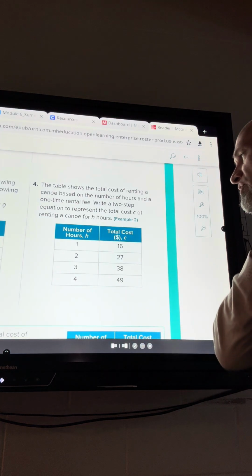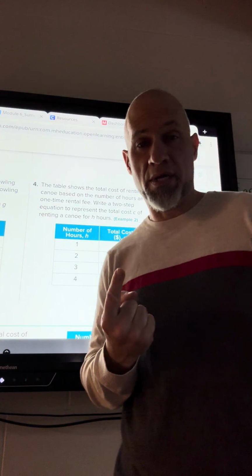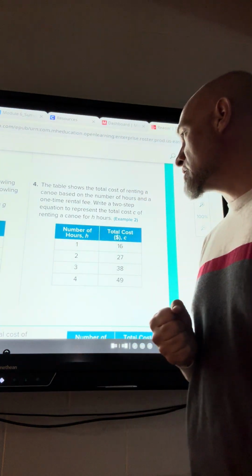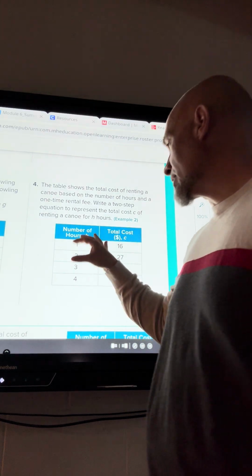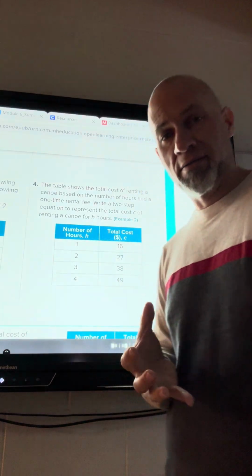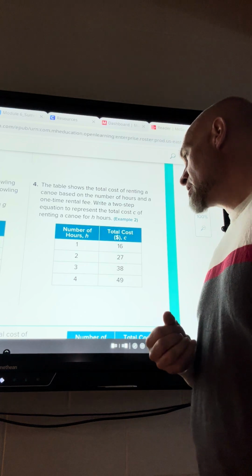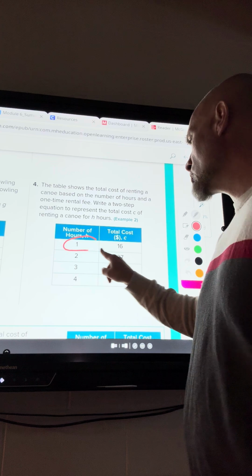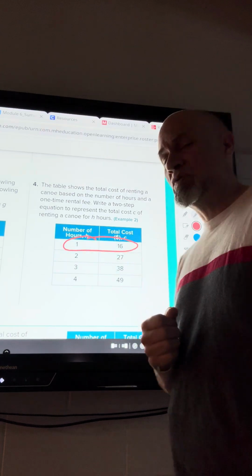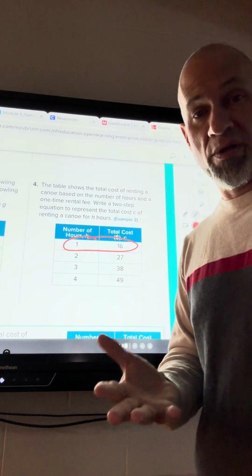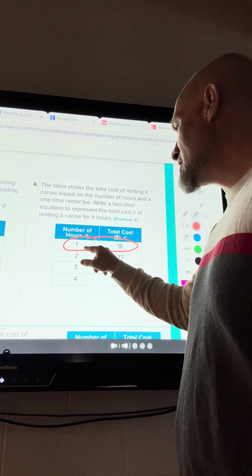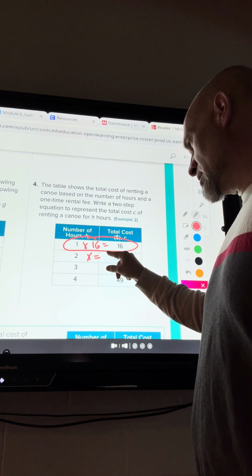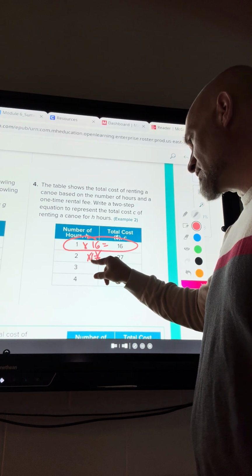hours and a one-time rental fee. Because there is a one-time rental fee, there's going to be an amount of money that you add to the total number of hours and the cost for that. So there's two things you're going to need here. If you focus on the first row of numbers, 1 and 16, 1 times 16 would be the answer if this was a one-step equation. But if you tried 2 times 16, that equals 32. It does not equal 27 if you do 2 times 16.